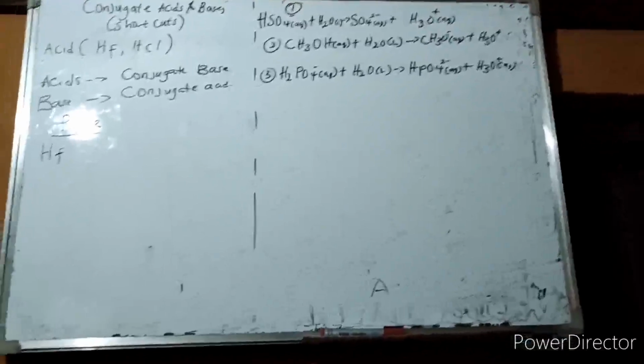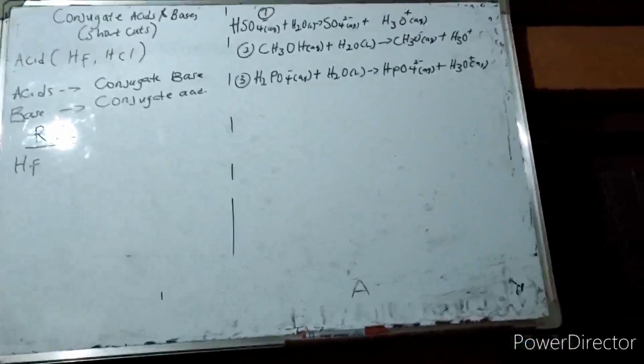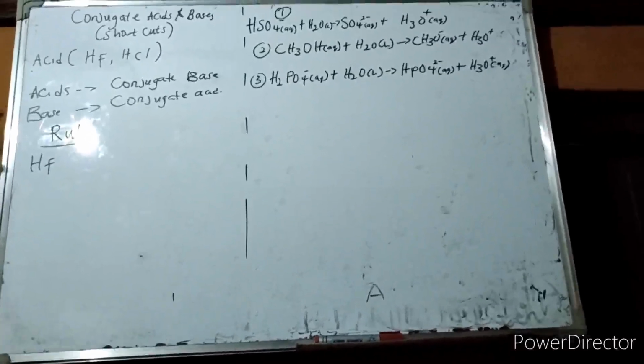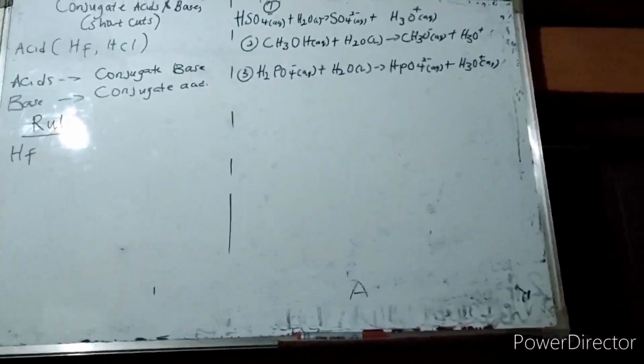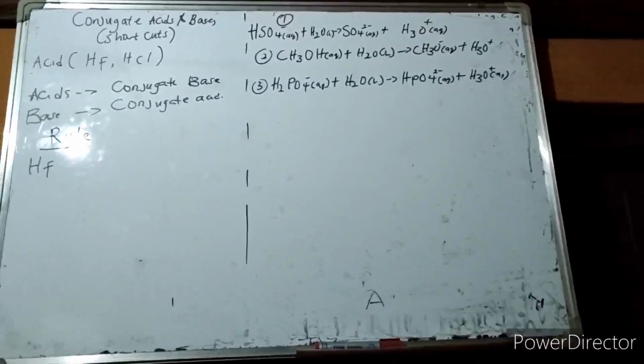Hydrogen fluoride is what? An acid. So we want to form the conjugate base of this acid, because we know an acid gives you what? The conjugate base. So this is the rule.